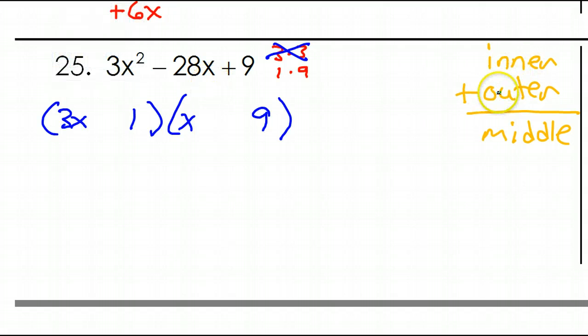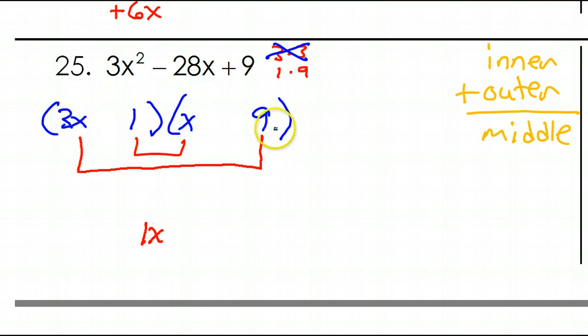Now the inner plus the outer must equal the middle. The inner is 1x. The outer, I am multiplying, so the outer is 27x. Now, when I say inner plus outer equals middle, this is the middle to which I refer. So somehow this 1x and 27x has to make negative 28x.